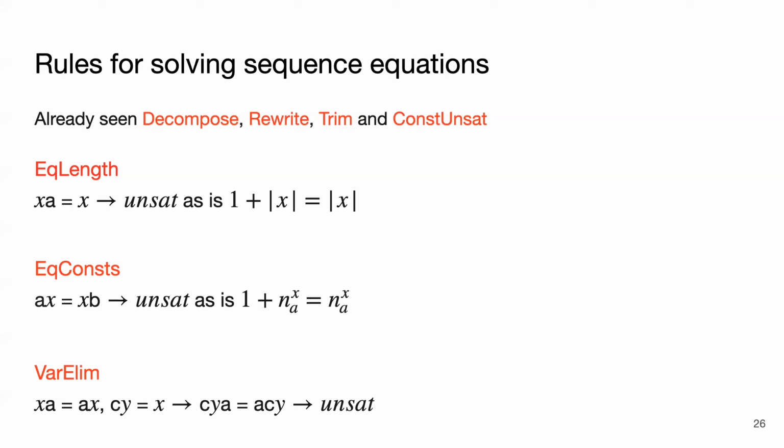Now, another is var elimination. If you have a conjunction of two string equations and one of them has a variable on one of its sides, we can immediately get rid of that variable by substituting for it its corresponding other side into all the other equations. So we get rid of x and put cy in xa equal to ax to get this, which is unsat because both of them start with different letters.